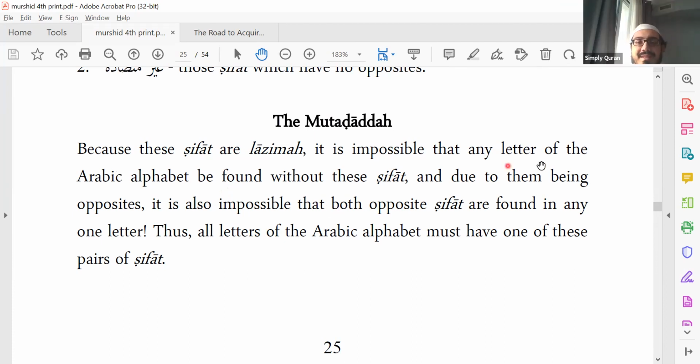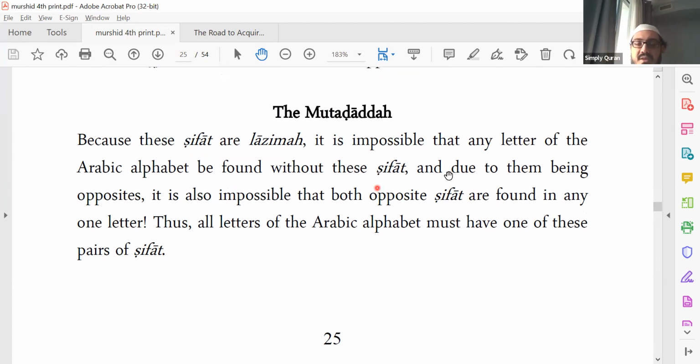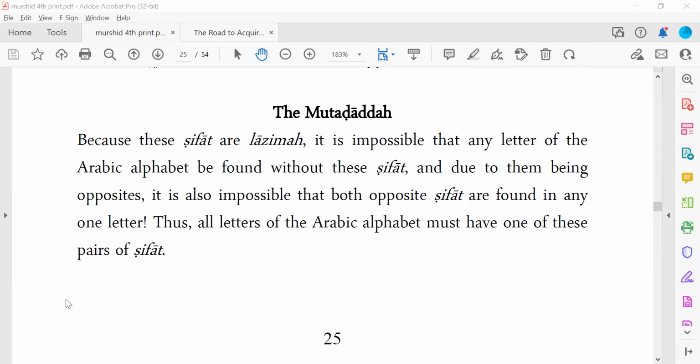So this means that any letter of the Arabic alphabet is found with these sifat. It is impossible that any letter is found without these sifat. And due to them being opposites, it is also impossible that both opposite sifat are found in any one letter. Thus, all letters of the Arabic alphabet must have one of these pairs of sifat. So it can't have both because they're opposites. It can't be, for example, hot and cold at the same time. It's either hot or cold. It has one quality. And every letter must have one of these sifat.